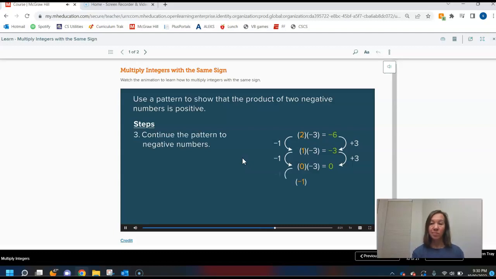Decrease the first factor by 1 and increase the product by 3 to get negative 1 times negative 3 equals 3. Repeat. Decrease the first factor by 1 and increase the product by 3 to get negative 2 times negative 3 equals 6. The pattern shows that the product of two negative numbers is positive.